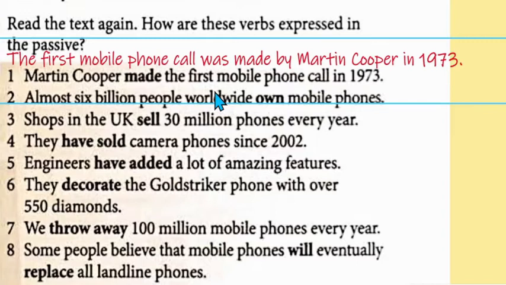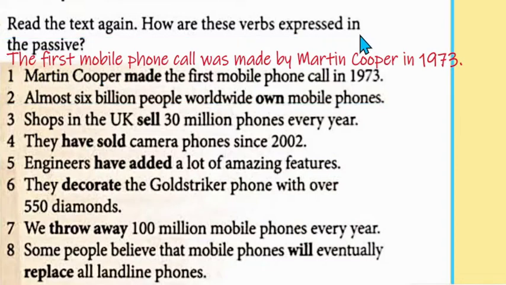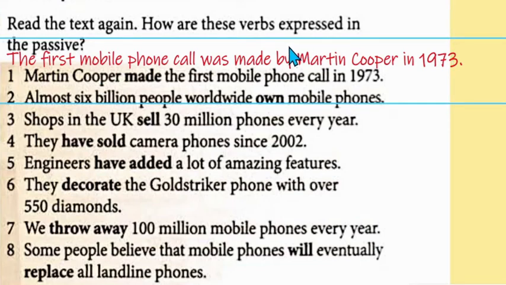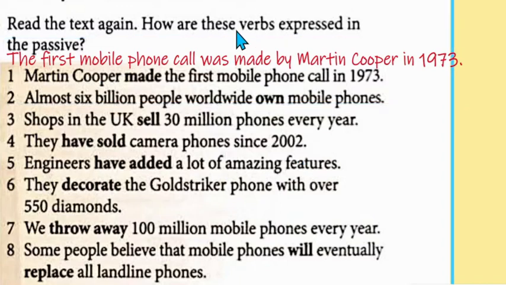So take a look. The object in the active sentence becomes the subject in the passive voice. And the subject in the active sentence is in the object position in the passive voice. And take a look that there is the to be and verb 3.